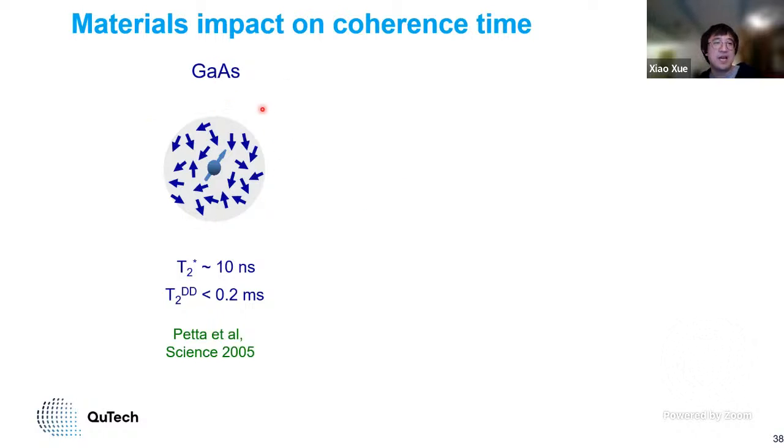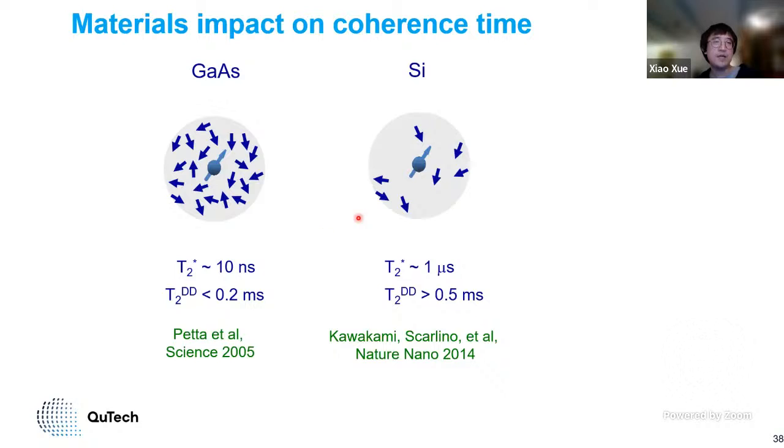We were all doing the experiment in gallium arsenide, because gallium arsenide has been shown to be very successful in transport measurement. But unfortunately, gallium and arsenide, these two atoms, don't have any zero nuclear spin isotopes. So you have nuclear spins everywhere, and due to this very strong hyperfine interaction, the coherence time is really short. So later on, we all moved to silicon, or let's say natural silicon, which contains about 5% 29 silicon, and 29 silicon carries a nuclear spin of 1/2, but still it's only 5%. So we can already see a 2 orders of magnitude improvement in coherence time.